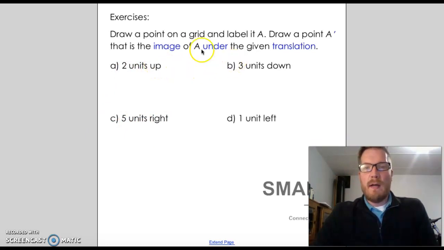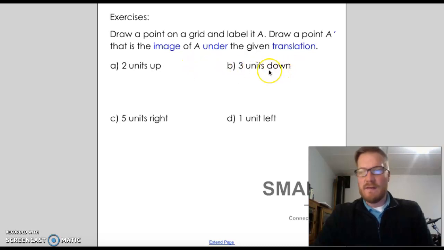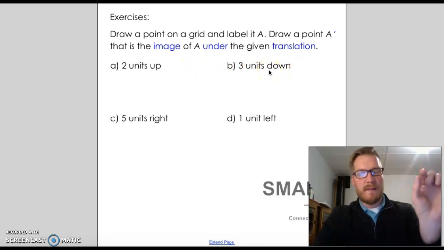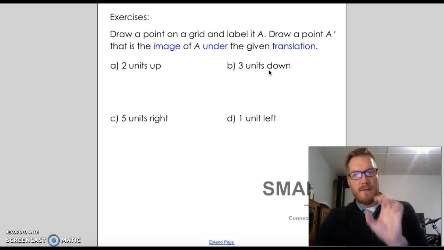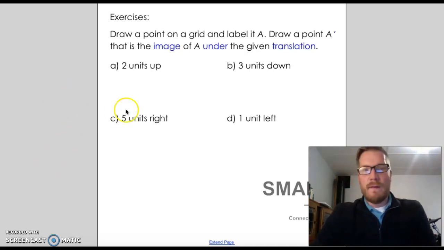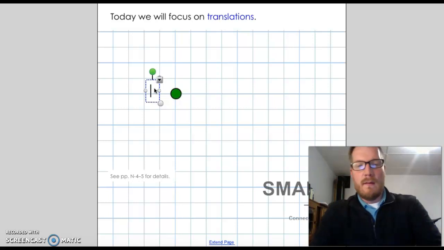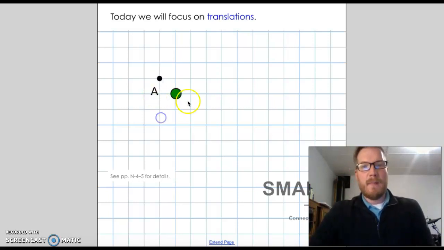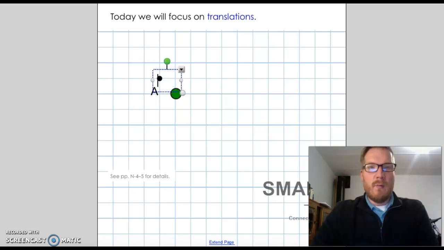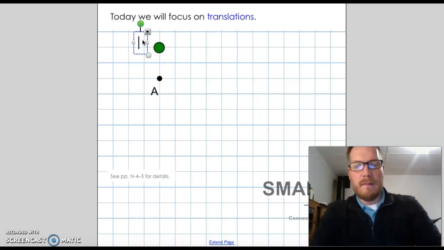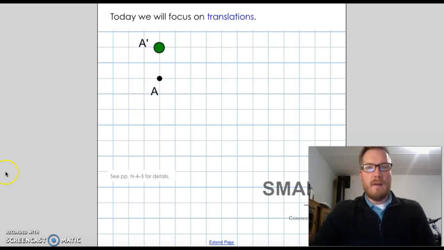It says to draw a point on a grid and label it, then draw point A prime, that is the image of A under the given translation. All that means is you have an original point, you move the point to get a new one, and then you get point A prime. Okay, so if we're going 2 units up, if this is our original A, and we want to move 2 units up, so it goes up 1, 2. Okay, then this becomes A prime. So that would be the first one.